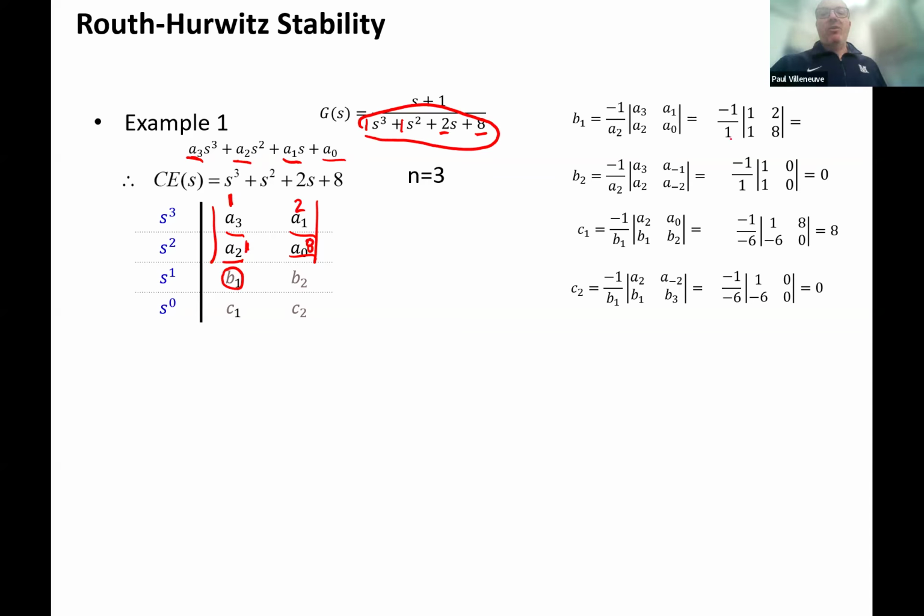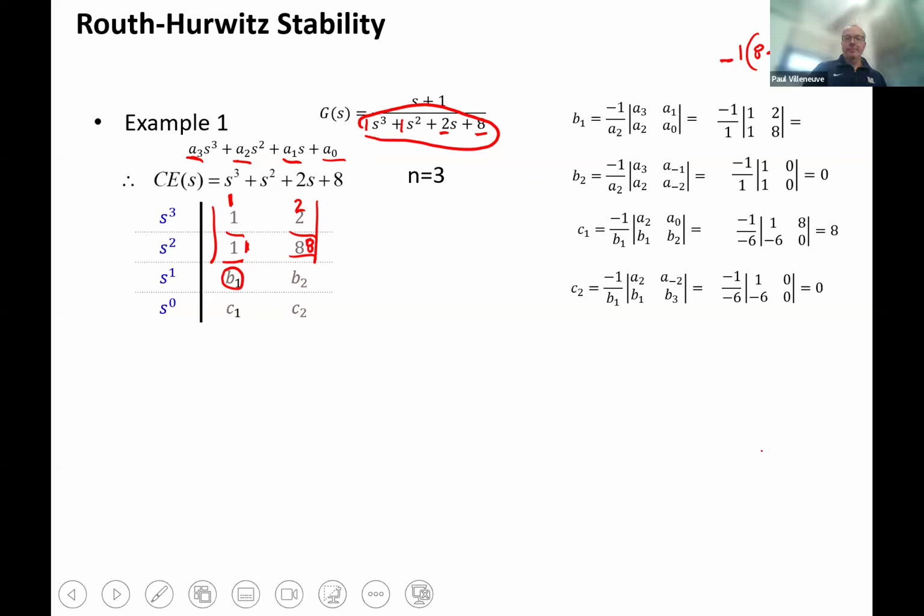So I plug in my actual numbers here: -1 over 1 is -1, times the determinant, which is 1 times 8, which is 8, minus 2, which is equal to -6. This one's pretty easy, right? Because I've got a column of zeros, so that ends up being 0. There's -6.